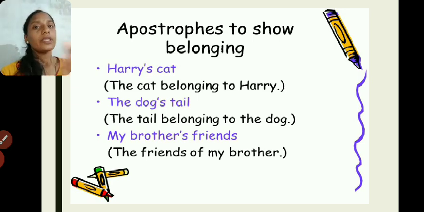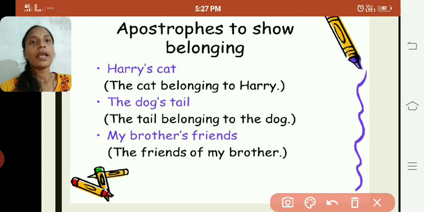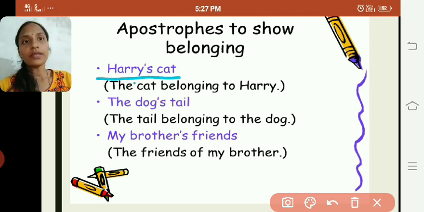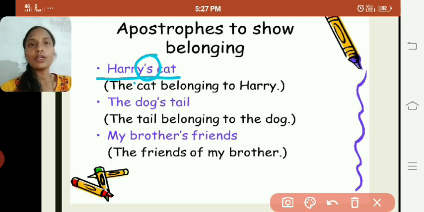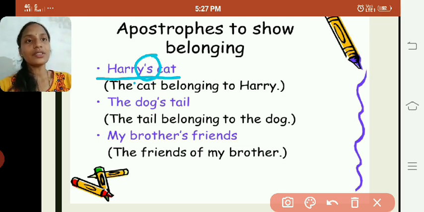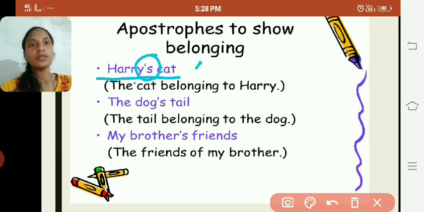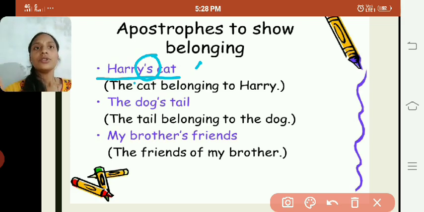Okay, now see, there are some sentences like Harry's cat. So where is the apostrophe? Before s, here. Okay, it looks like a comma, but it is given above that letter. So Harry's cat. So what do you mean? That the cat belonging to Harry.